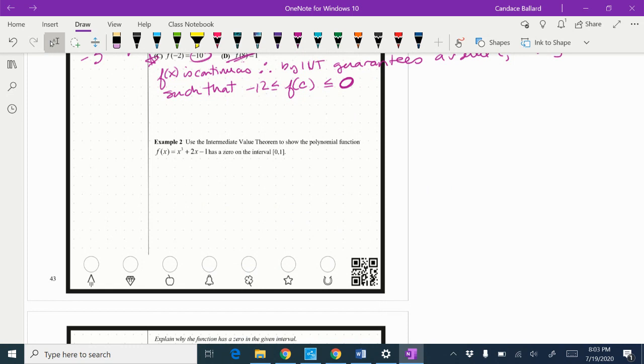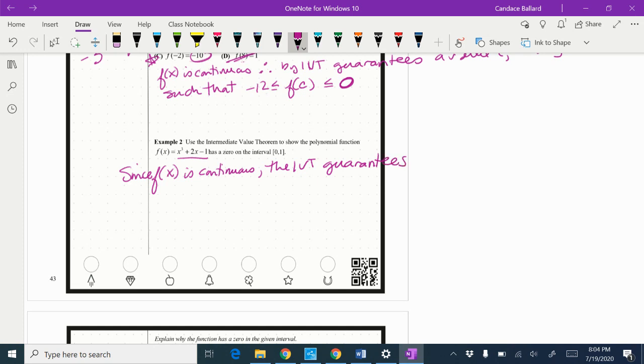All right, so now we're going to use the intermediate value theorem to show that the polynomial function f of x equals x cubed plus 2x minus 1 has a 0 on the interval from 0 to 1. So whenever you do these problems, the first thing you need to do is state that the function is continuous, and it should be. If it's not continuous, then you cannot use the intermediate value theorem on this. So we know that this is a polynomial, so it's continuous because it's a polynomial. So you just say f of x is continuous. And you can even say, since f of x is continuous, the IVT guarantees.